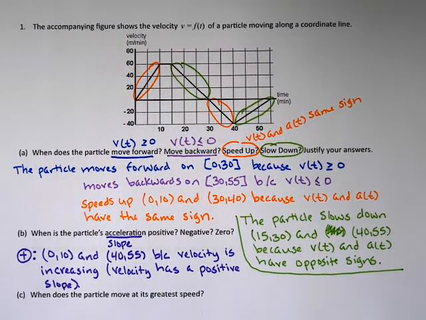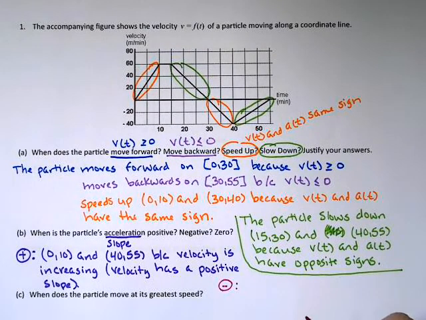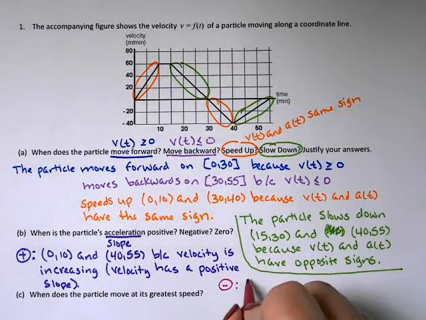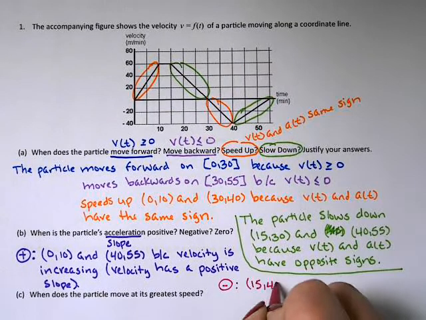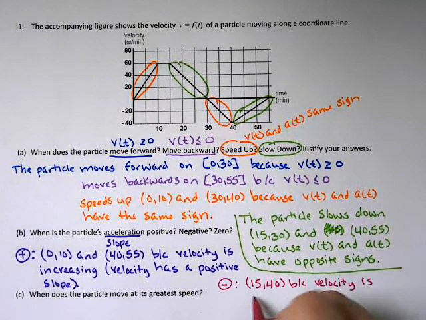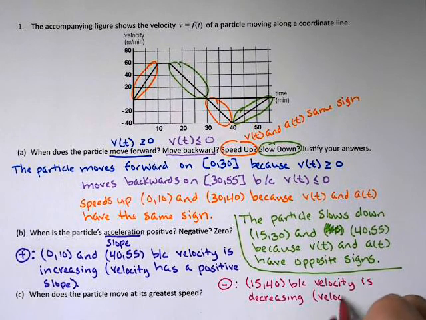All right, then let's look at where the acceleration would be negative. The acceleration is going to be negative any place that there's a negative slope. So that's going to be from 15 to 40, and that's because the velocity is decreasing. Or we could say that the velocity has a negative slope.